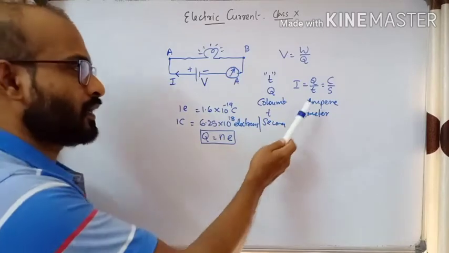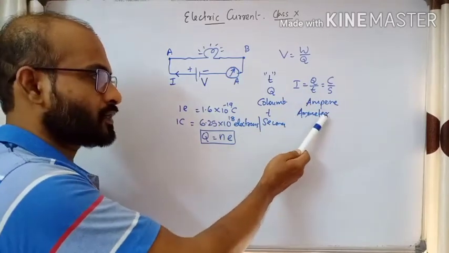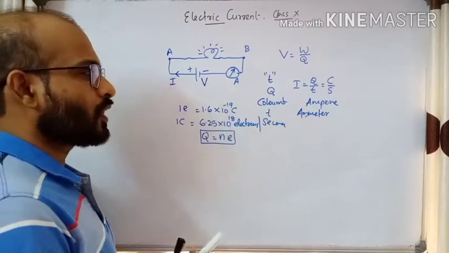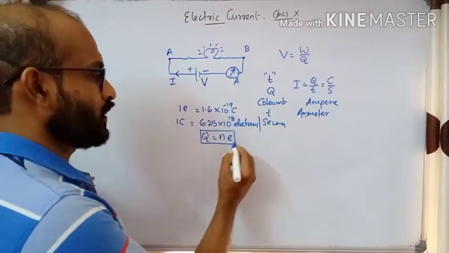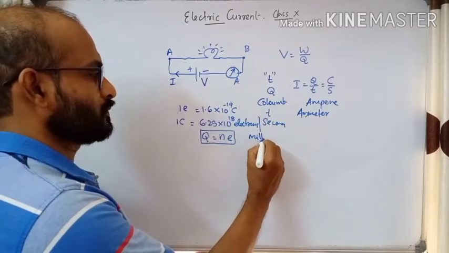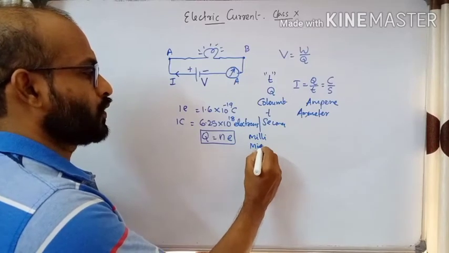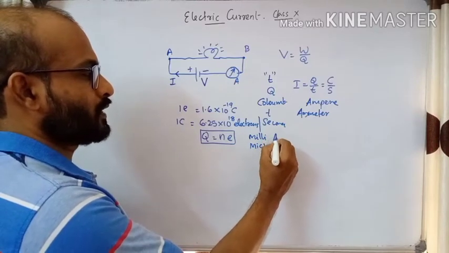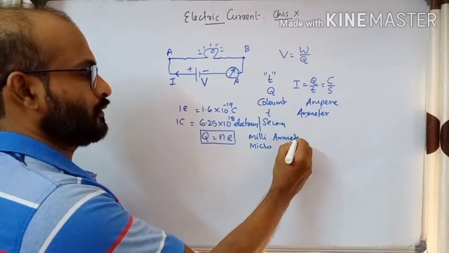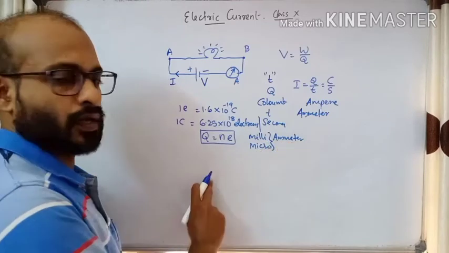So ampere is the unit of electric current. Ammeter is a device used to measure smaller currents. We can use devices like a milliammeter. Milli and micro ammeters also we can use.